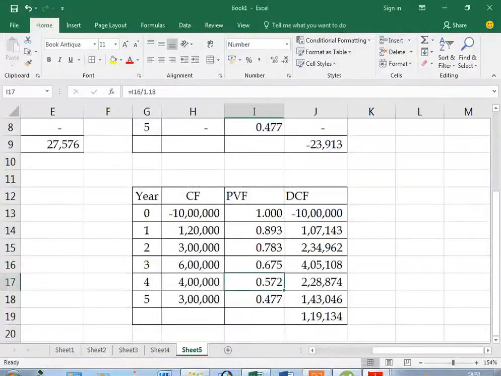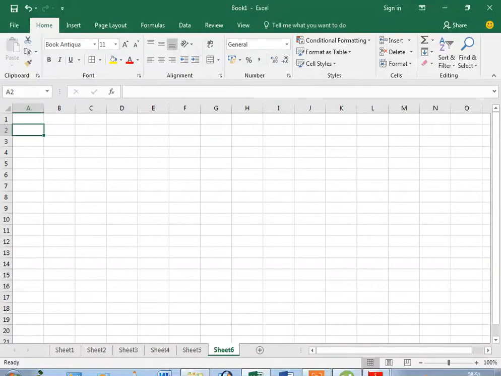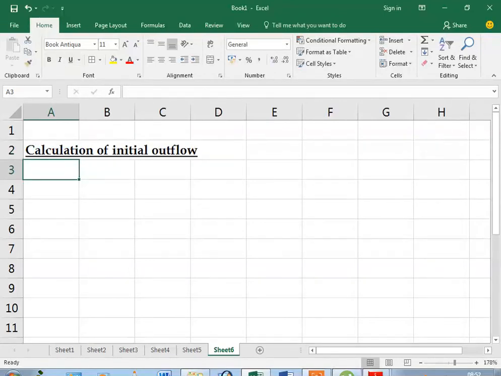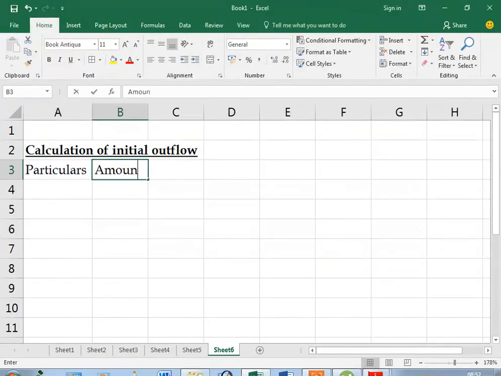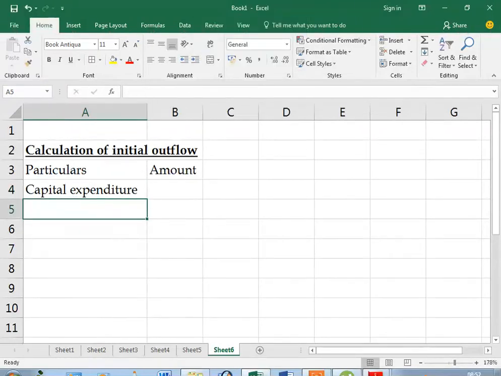Working note 1, initial outflow. Particulars and amount. Capital expenditure. How much is the capital expenditure on the machine? Minus 40,000.